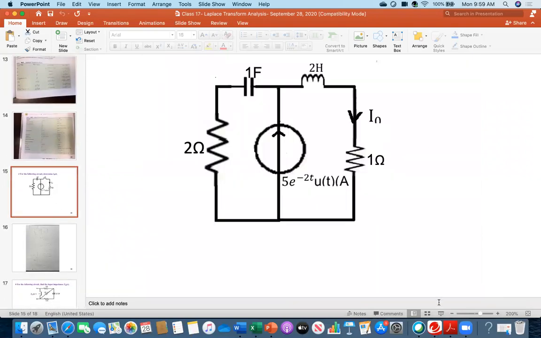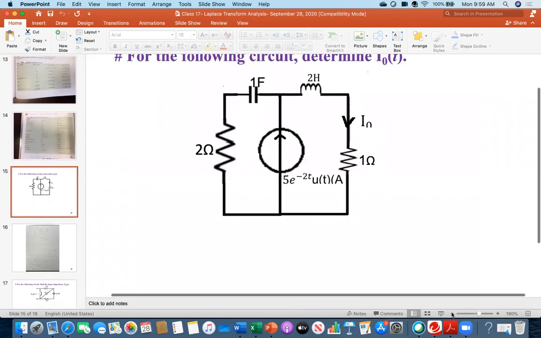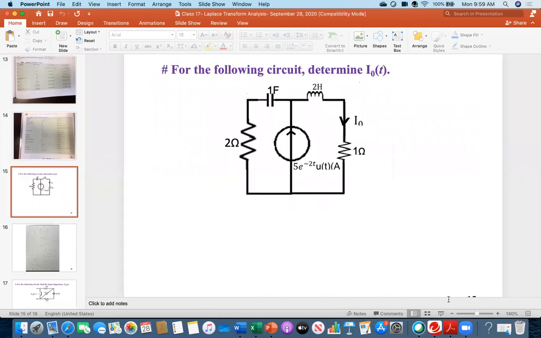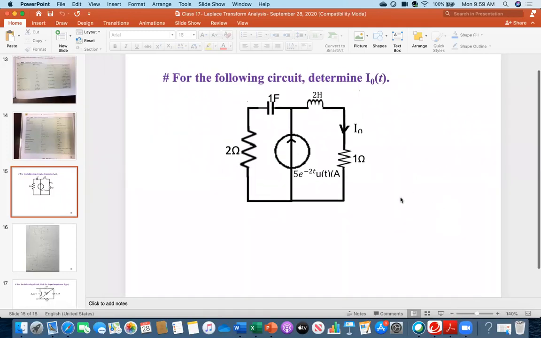In the previous class, although I had the plan and set up this problem, I didn't get time to cover it. We ran out of time. Everybody see this problem. For the following circuit, determine i naught of t. This is the time domain circuit: 2 ohm, 1 farad, 2 henry, 1 ohm, i naught. And this is a current source, 5 e to the power minus 2t u(t) ampere. Determine i naught of t.